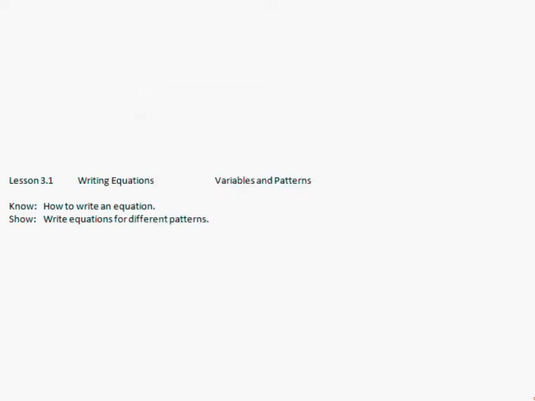Alright, this is lesson 3.1 in variables and patterns. We're going to learn something new about writing equations. We're going to learn how to write an equation, and then we're going to write equations for different patterns. Now, an equation is basically algebra. It is algebra. So we're going to learn how to write the simplest kind of equations there are.